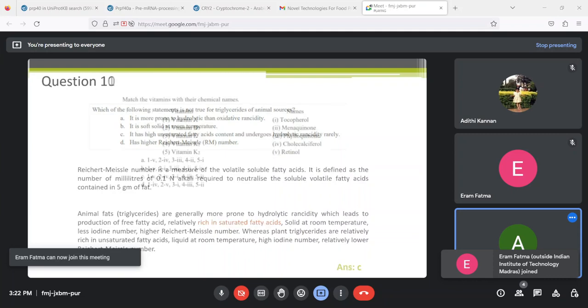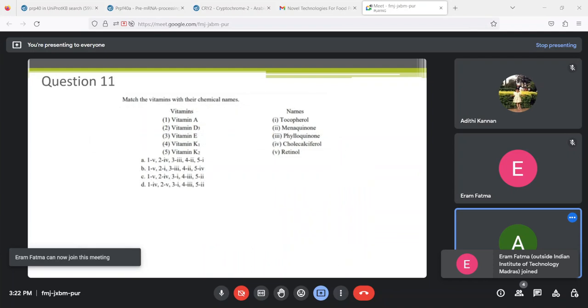Okay, move on to question 11. Match the vitamins with their chemical names. You have vitamin A, D3, E, K1 and K2, and the names are tocopherol, menaquinone, phylloquinone, cholecalciferol and retinol. So can you match which one of these vitamins corresponds to what name?